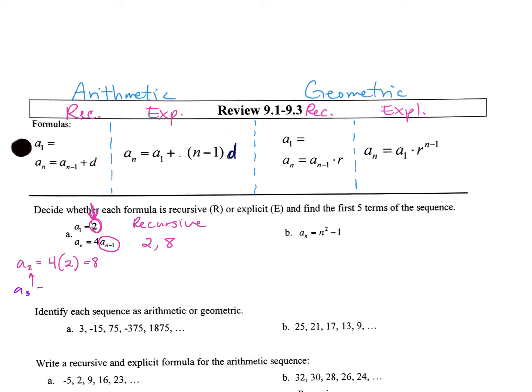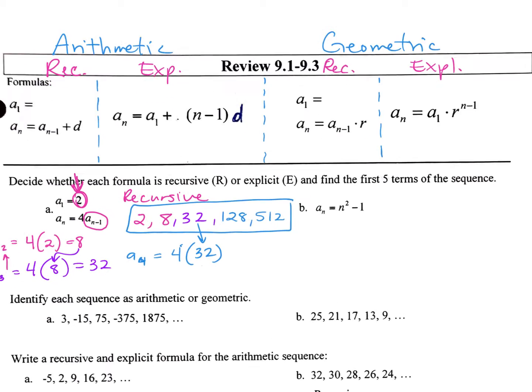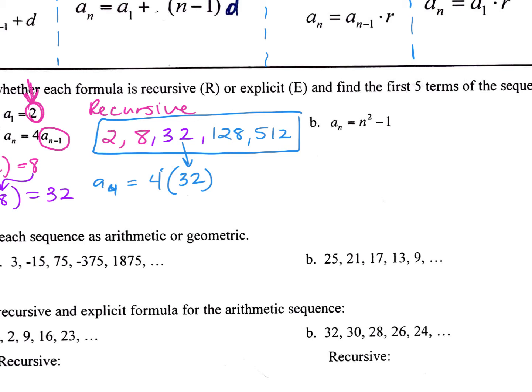My third term is 4 times what? Times 8, right? The term before it. 4 times 8 is 32. Okay. My fourth term, A sub 4, is going to be 4 times what? 32, the term before it, right? This term's getting plugged in there, and you get 128. And then it's 4 times 128 is 512. Okay, so your first 5 terms look like that. Make sense? Yeah, Jada.